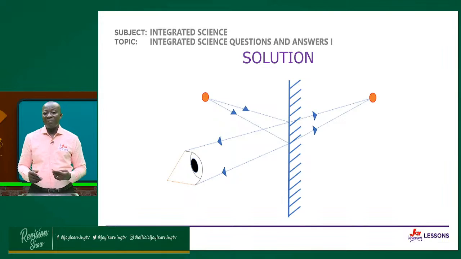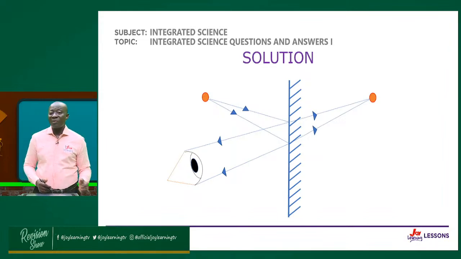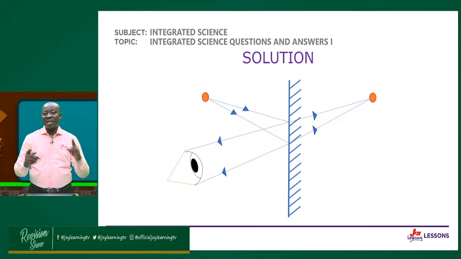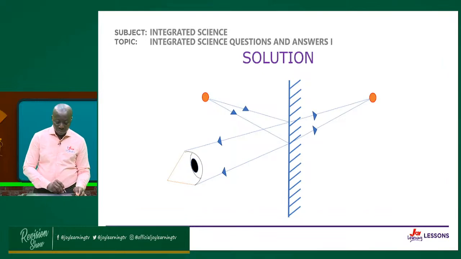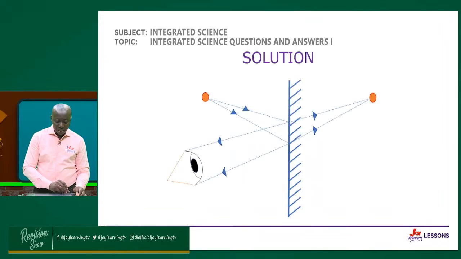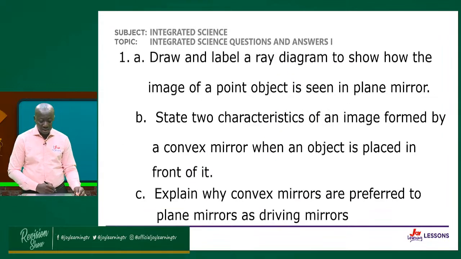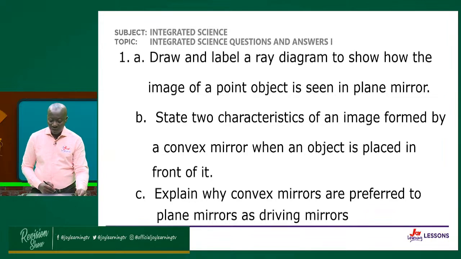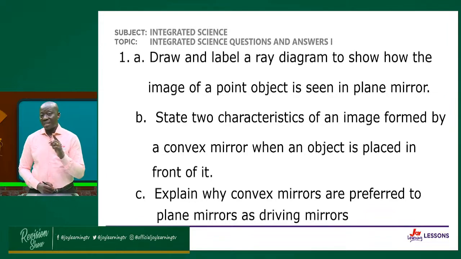So here, if the object is 2 centimeters in front of the mirror, the image will also be 2 centimeters away from the mirror, inside the mirror. So we say they exhibit equidistance from the mirror. Now the second part of the question demands that we see 2 characteristics of an image formed by a convex mirror.